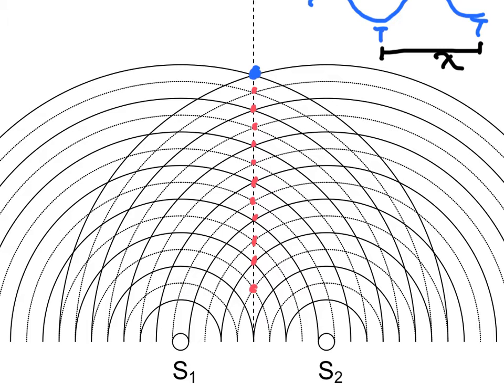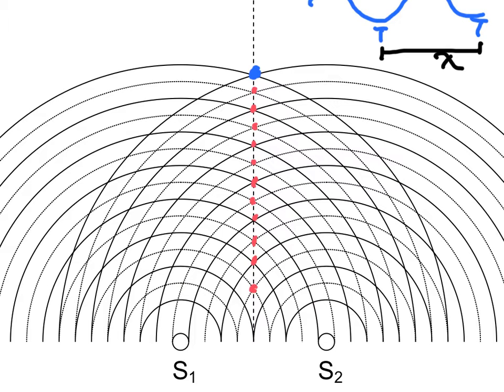But what about from source number 2? Because you can see the symmetry here, we can see that from source number 2 it also travels 1, 2, 3, 4, 5, 6, 7, and 8 wavelengths as well. So clearly from source number 1 or from source number 2, the path that the wave takes is identical. So really there is no path difference.